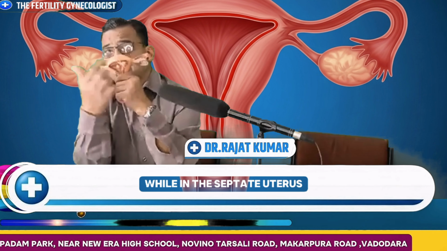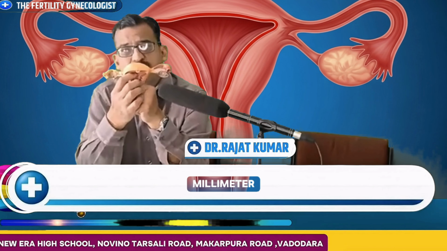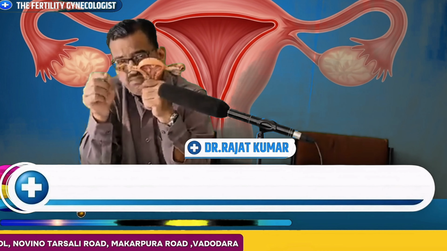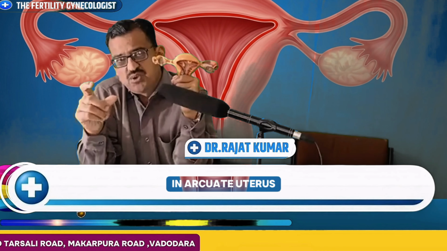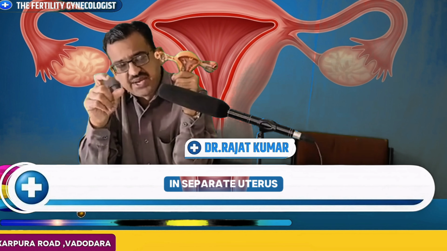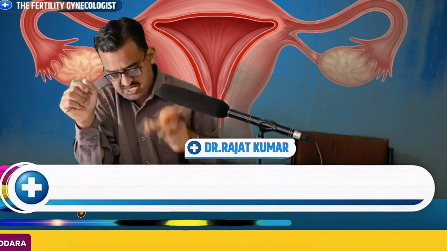While in the septate uterus, this midline indentation is usually more than 10 millimeter and the indentation angle is less than 90 degree. Between 10 to 15 millimeter, in arcuate uterus, it is an indentation which is less than 10 millimeter. In septate uterus, the indentation is more than 15 millimeter, and between 10 to 15 millimeter is a gray area.